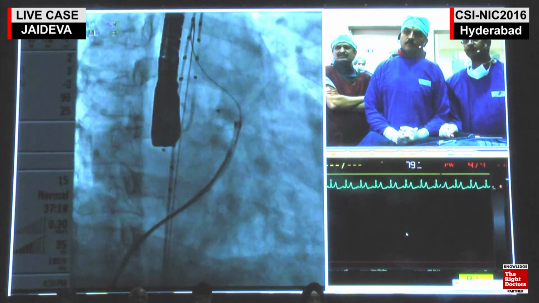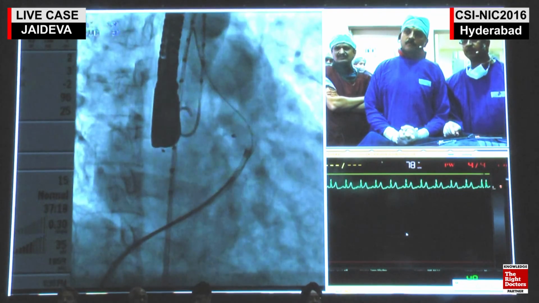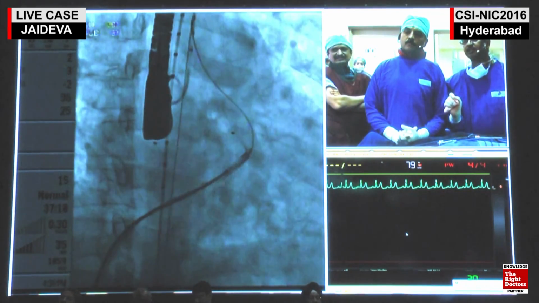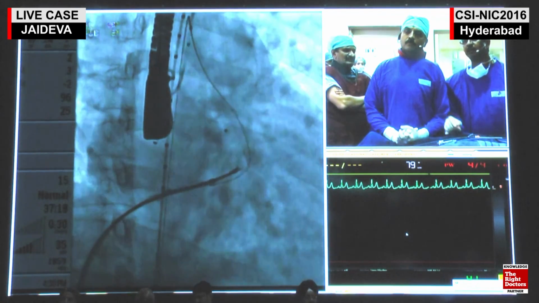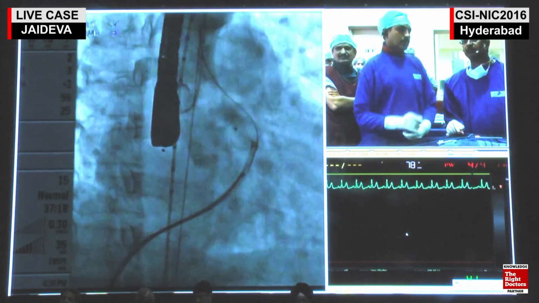Next. So we upsized to the 16 by 14. Please remember that with 16 we have to add 2 plus 2 on either side. That comes to 20 millimeter. This is again ADO 2.